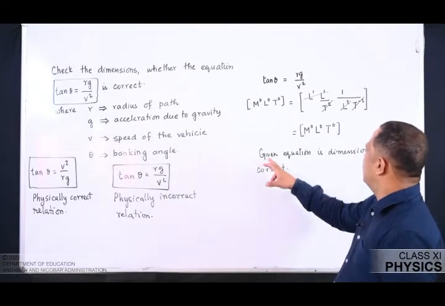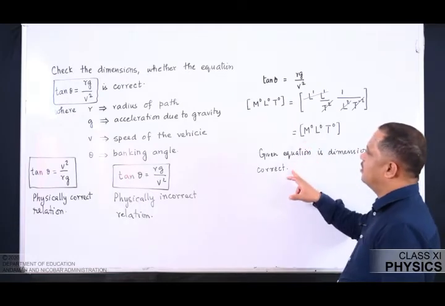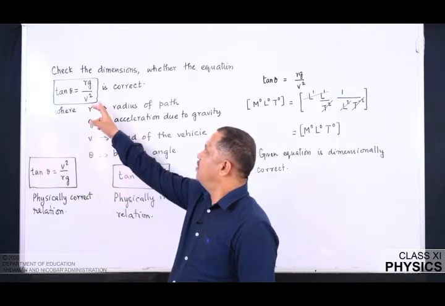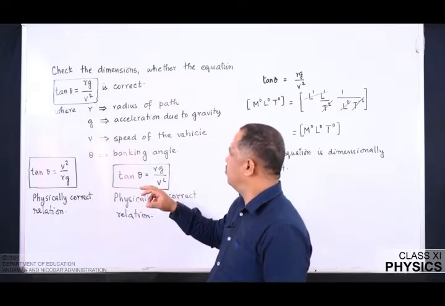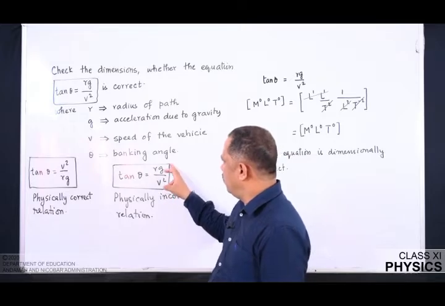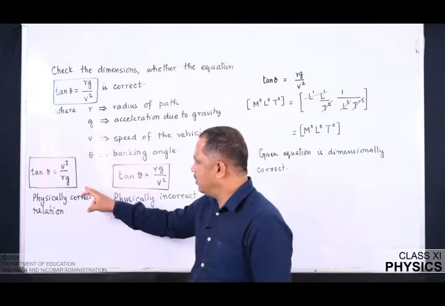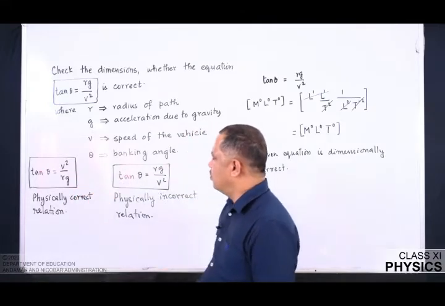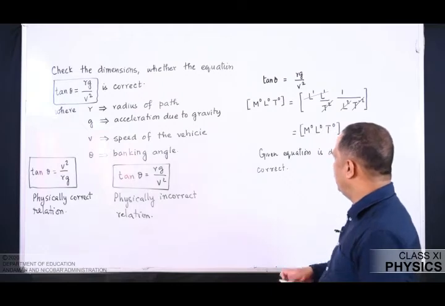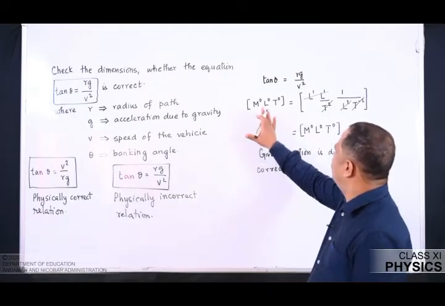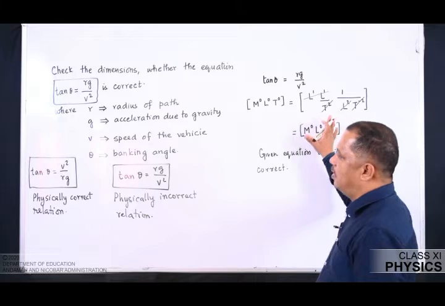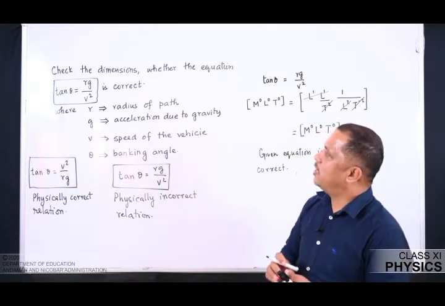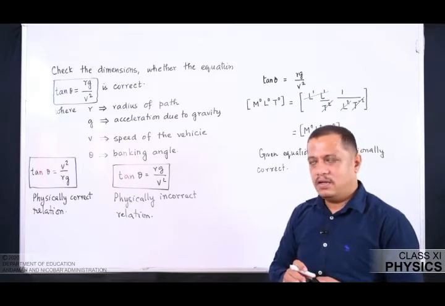So, the given equation is dimensionally correct, but as I said at the very outset of the problem, the given equation is tan theta equals rg by v square. The correct, physically correct relation for this one is that v square must appear in the numerator. One thing, dear students, must be kept in mind: physical relations which are dimensionally correct need not be physically correct. This is the point that must be highlighted with the help of this problem.